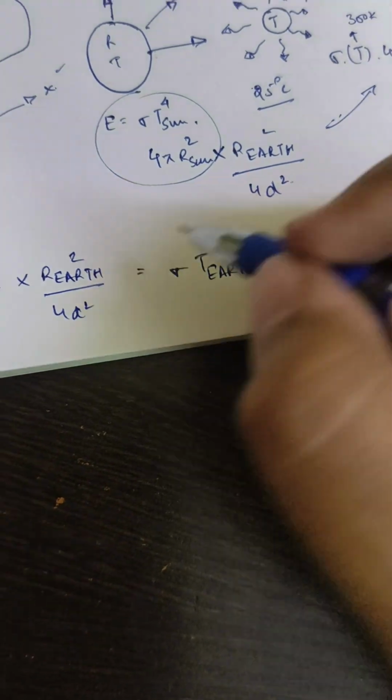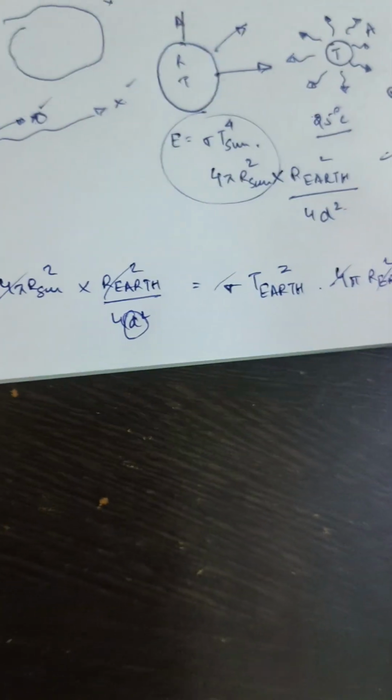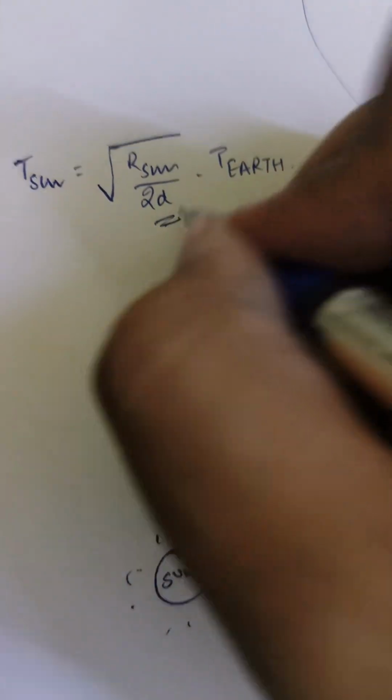If we cancel out the common terms, this sigma, for example, gets cancelled, r Earth gets cancelled, these 4 pi's get cancelled. We can calculate this distance d from here. So our role as God is now over. We get T Earth equals the root of r sun divided by 2d times T sun. So that's our final relationship, and from there we can calculate d.